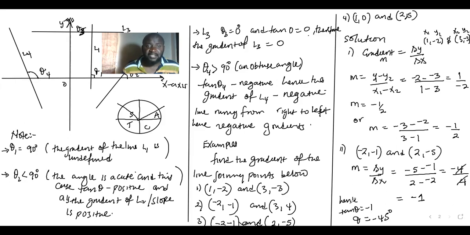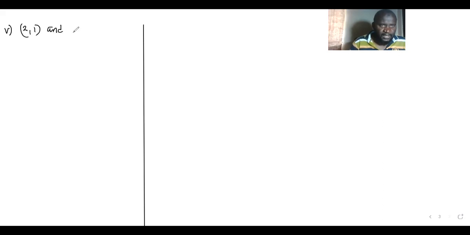Remember, we said the gradient is equal to the tangent of the angle of inclination to the x-axis. So you'll have to be in a position to find those ratios. Let me give you a few examples. What if they give you the points (2, 1) and (3, 1), and they ask you to find the gradient and the angle of the slope, or angle of the line to the x-axis.